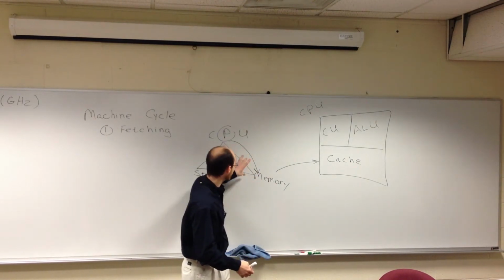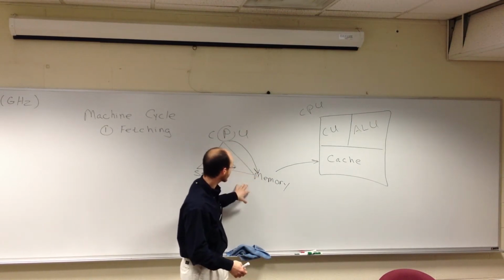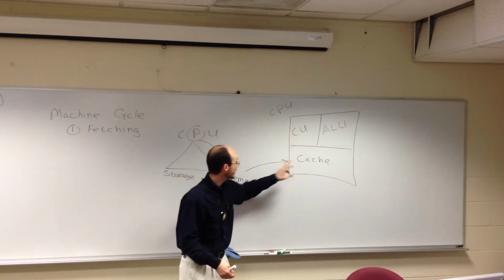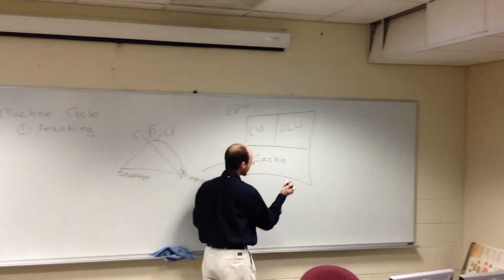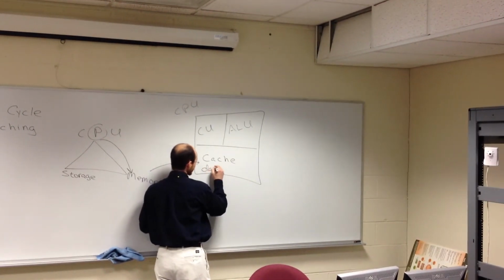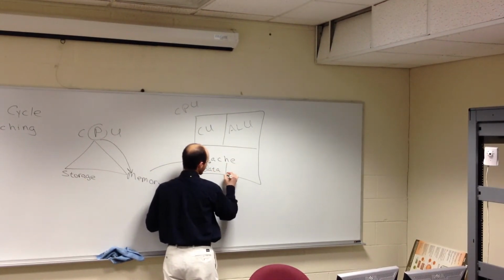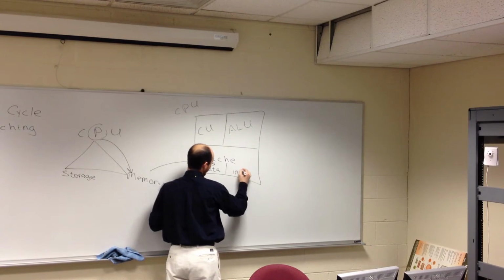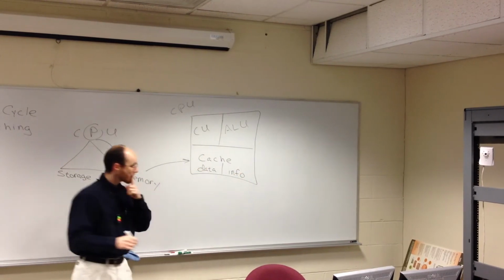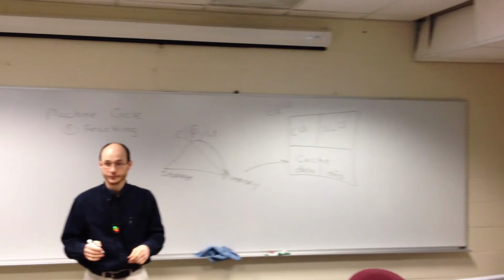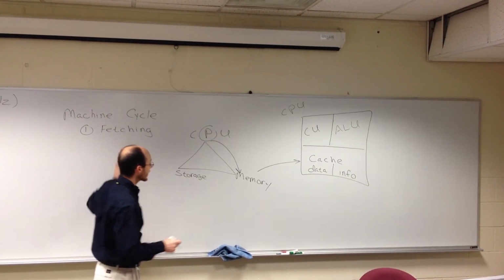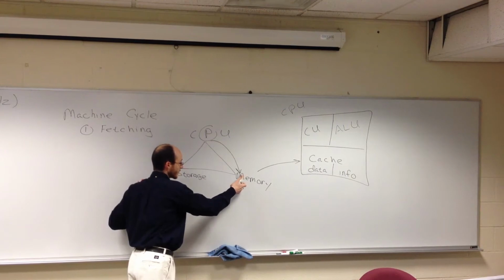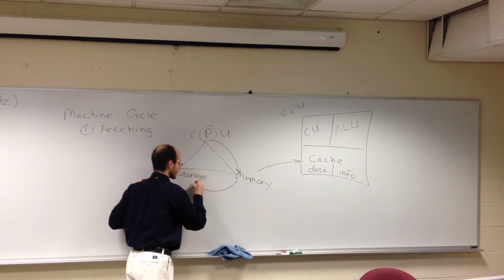So as data is being carried from the control unit, grabbing it from the memory and putting it into cache, the cache is going to then store it. And it's going to store data in two forms. Data itself and information, if you will. So the first step is fetching it. It might have to grab it from memory, and if it's not in memory, it's going to have to grab it from the storage device.